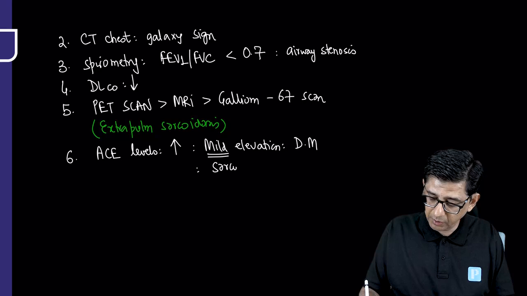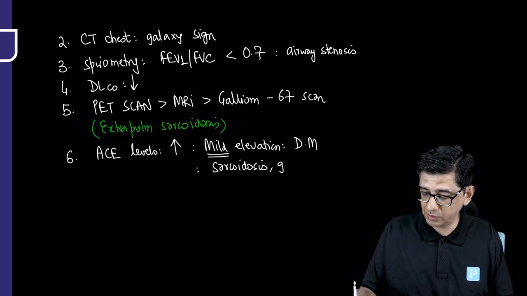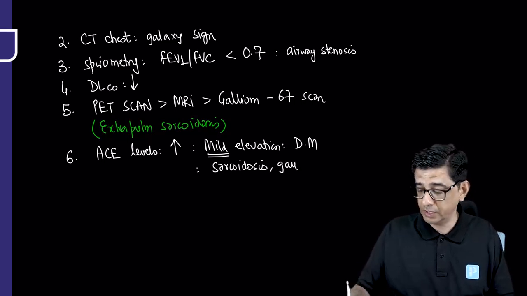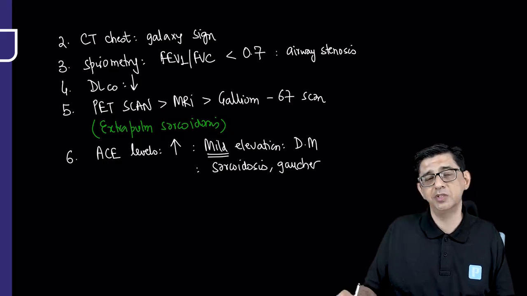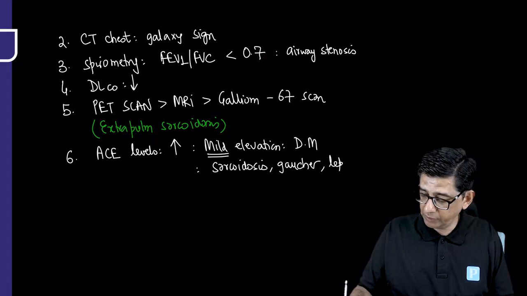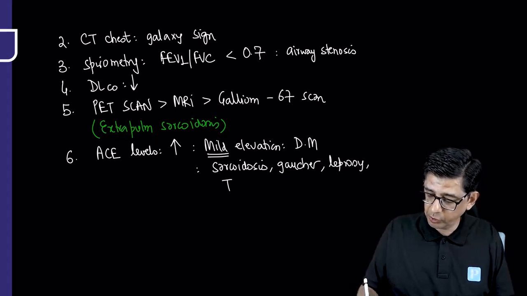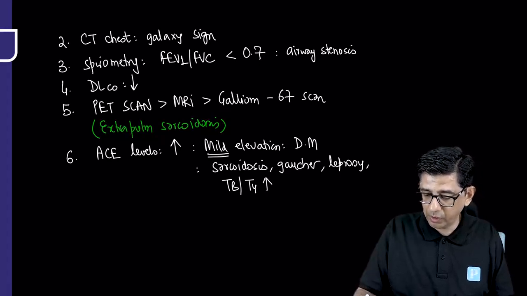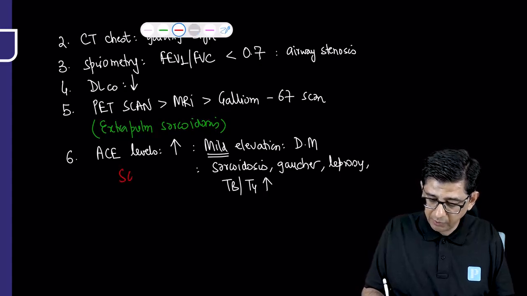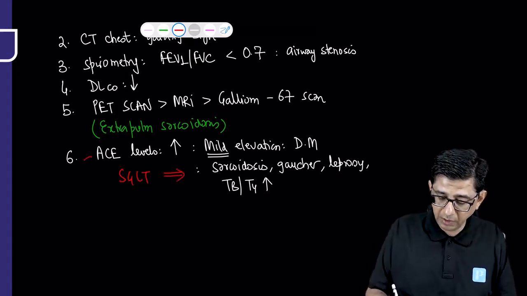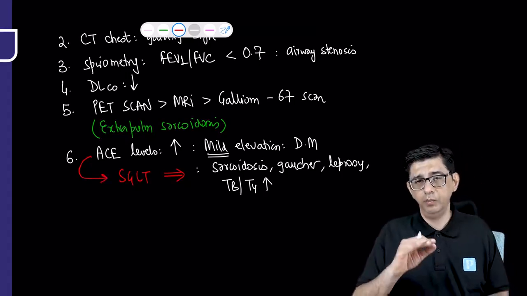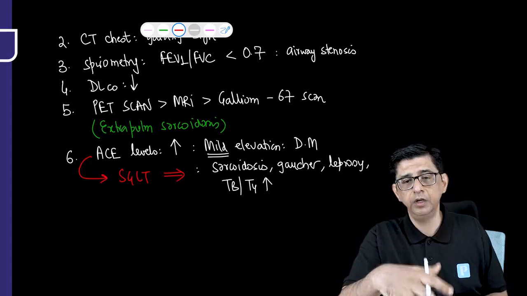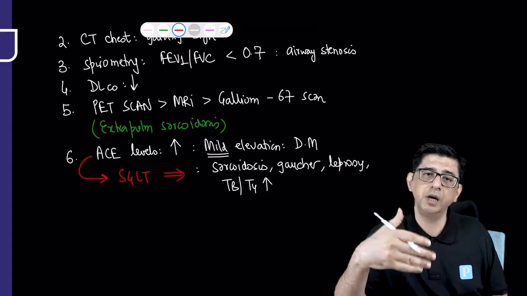By SGLT, I mean the conditions where you are getting a substantial increase in the values of ACE levels would be seen in S, that would be sarcoidosis, G, that would be Gaucher's disease, L would be for leprosy, and then T would be for tuberculosis as well as thyrotoxicosis. This is just a quick mnemonic to remember conditions where you can be having a significant increase in ACE levels. What I mean by significant increase in mathematical terms is at least a 50% increase above the upper limit.